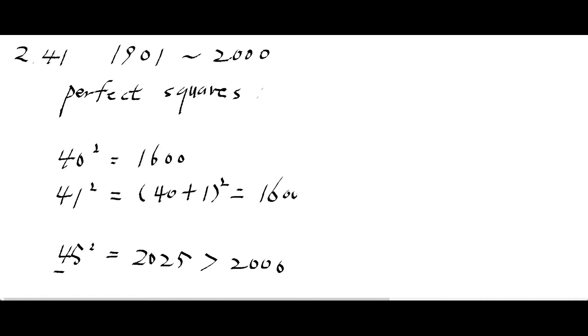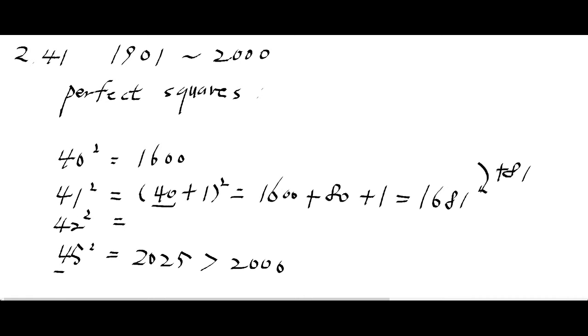40 squared is 1600, plus 2 times 40, which is 80, plus 1. So what is it? 1681. Oh, that's not good. But the last time I gave you an idea about the difference between two consecutive perfect squares: you just add up the consecutive odd numbers. From 40 squared to 41 squared, you just add the 81. To get the next one, 42 squared, you just add the next odd number after 81, which is 83.